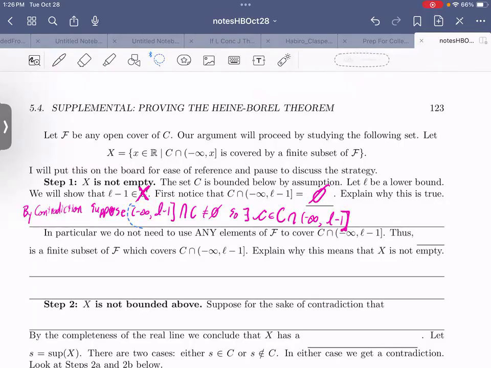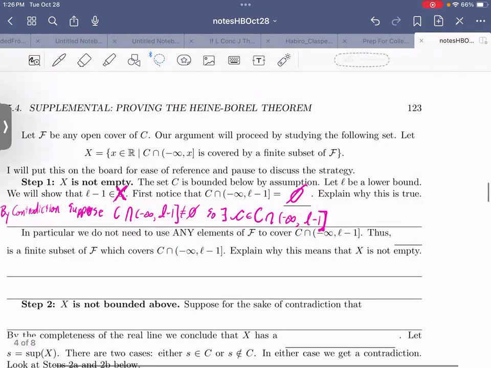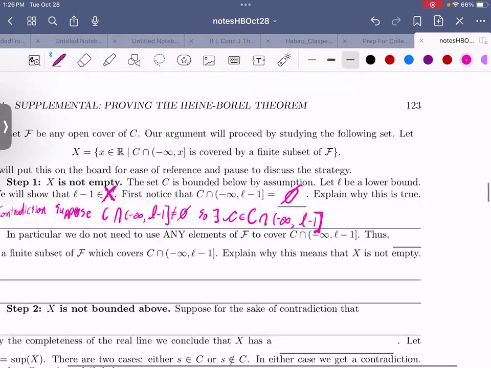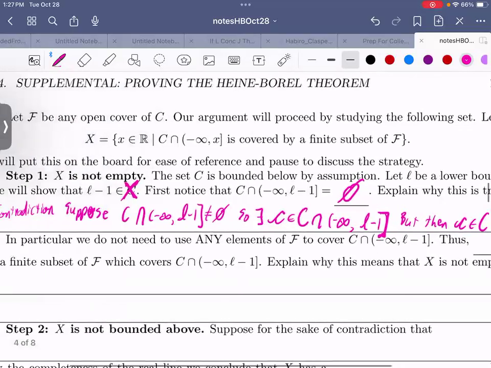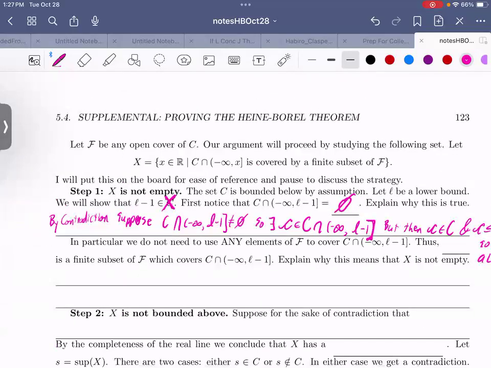If we're going to put things in that order, let's put things in that order. You don't have to change your notes, but it's easy for me to change it. But then c is in C, and c is less than or equal to L minus 1, which is less than L. So L is not a lower bound. That's a contradiction. All right, so this thing is empty.